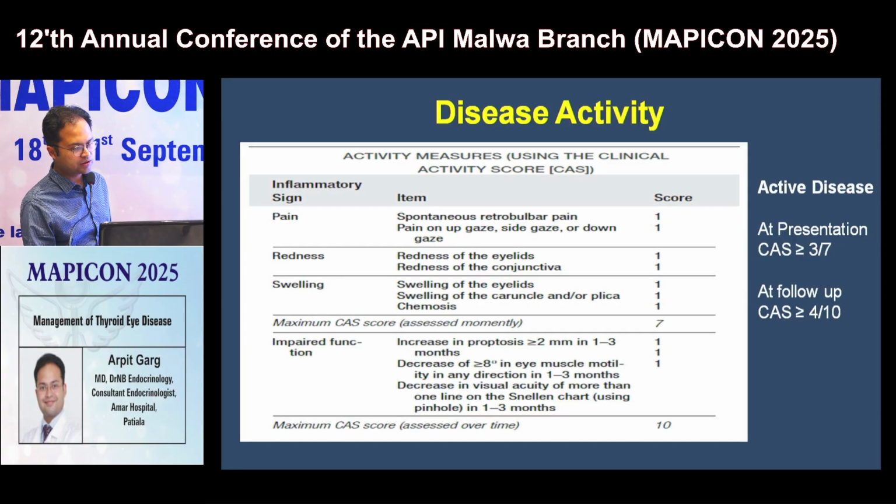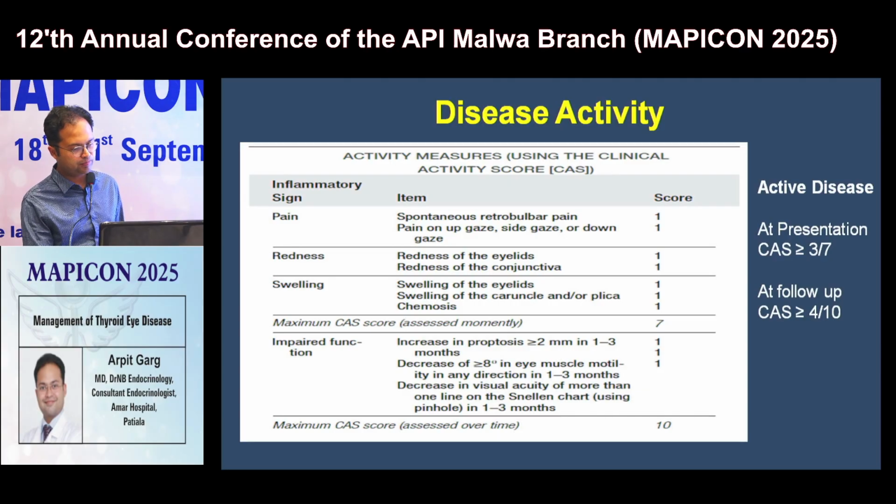So this is the clinical activity score. We have to calculate the score and only then we can tell whether the patient is having any active disease or the inactive disease. There are various pointers. One is pain, spontaneous pain or pain on movement, redness of eyelids or redness of conjunctiva, swelling of eyelids, swelling of caruncle or plica, and swelling of conjunctiva, that is chemosis.